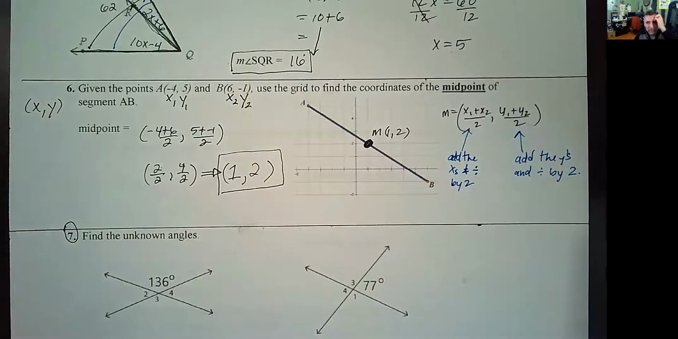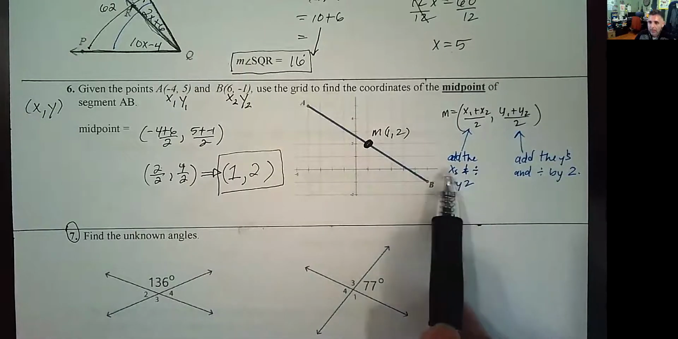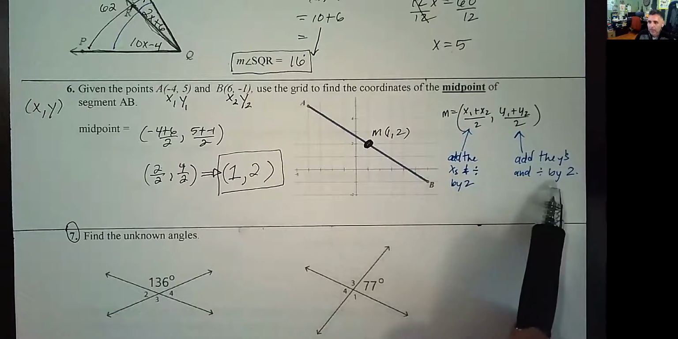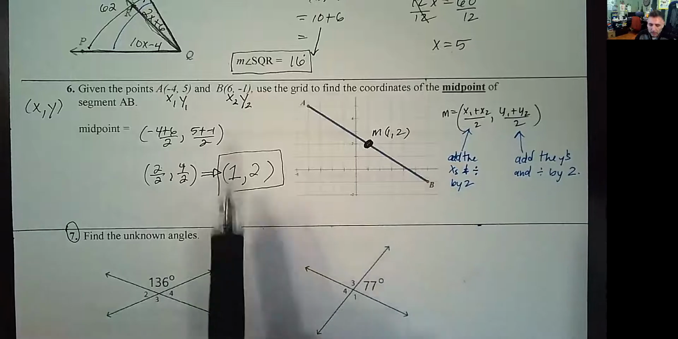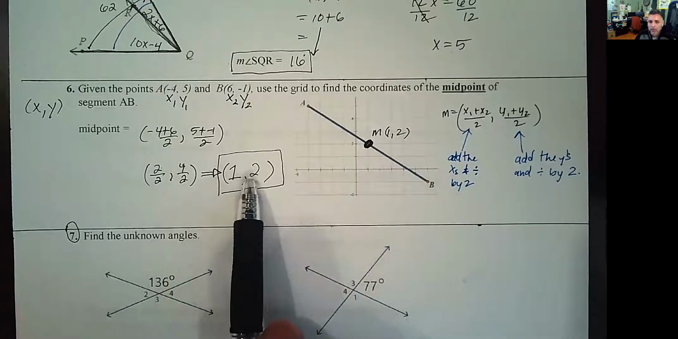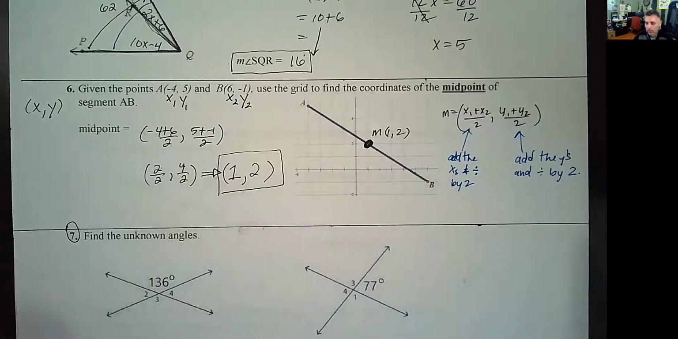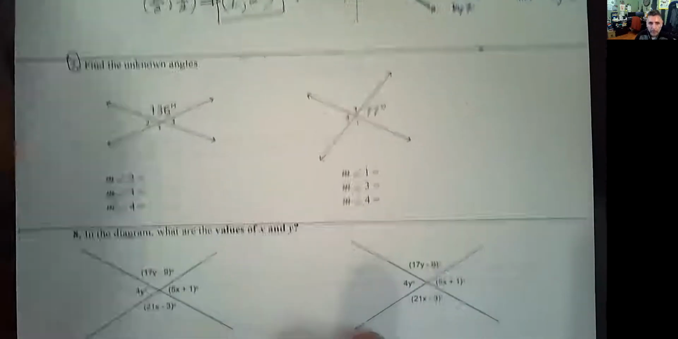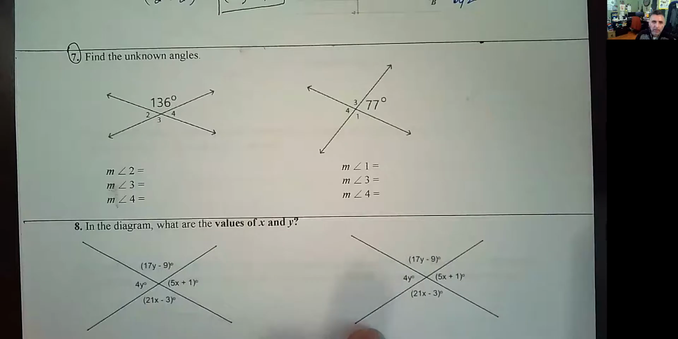Okay, so that was number 6, midpoint formula. Remember, just add the X's divided by 2, add the Y's and divide by 2. That's it. And you may get a decimal here sometimes. Sometimes it'll be like 1.5, 2.5. That's not a big deal. So let's move to 7.